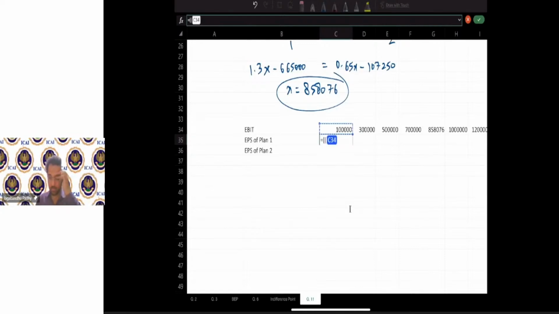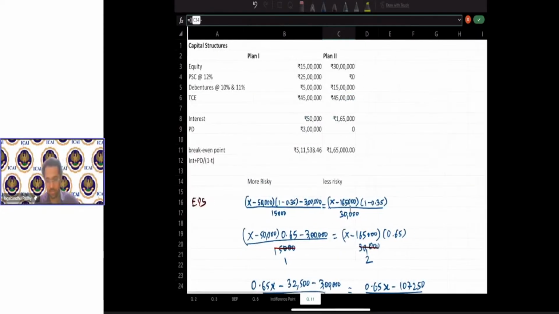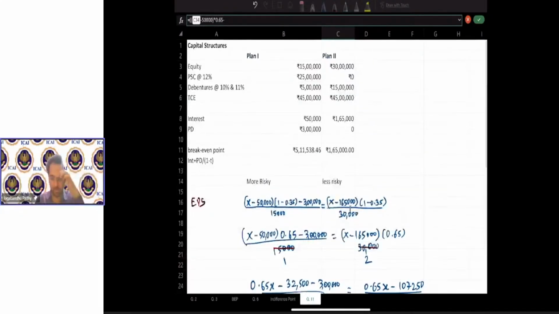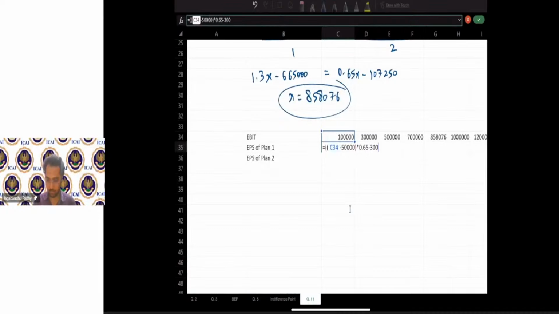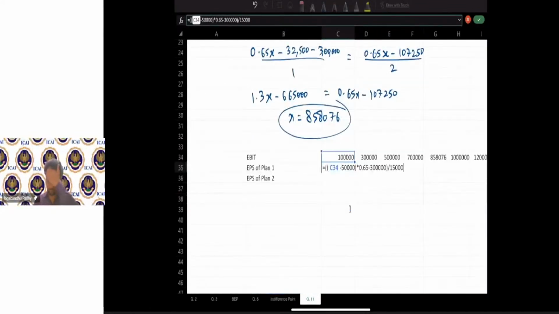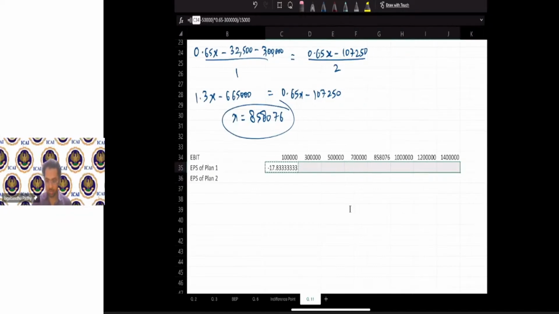So EPS is going to be, as we have set up this formula, EBIT minus any interest. So for plan one, we have the interest as 50,000. So plan one is minus 50,000. This becomes PBT. This is multiplied by 0.65 because 35% is the tax rate. And from that, we reduce the preference dividend, which is 3 lakh. And then the whole thing is divided by the number of shares that we have, which is 15,000. We get the EPS for each one of them.